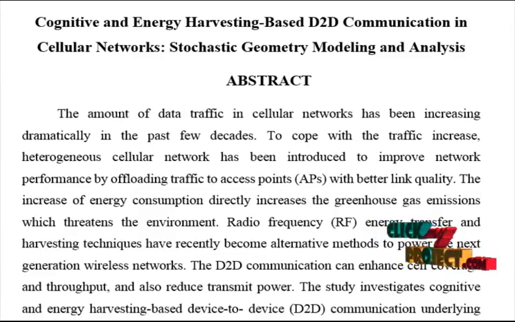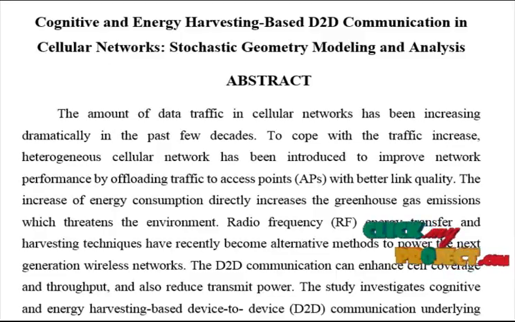The amount of data traffic in cellular networks has been increasing dramatically in the past few decades. To cope with traffic increase, heterogeneous cellular networks have been introduced to improve network performance by offloading traffic to access points with better link quality. The increase of energy consumption directly increases greenhouse gas emissions, which threatens the environment. Radio frequency energy transfer and harvesting techniques have recently become alternative methods to power next generation wireless networks.